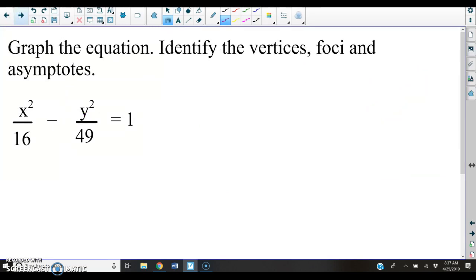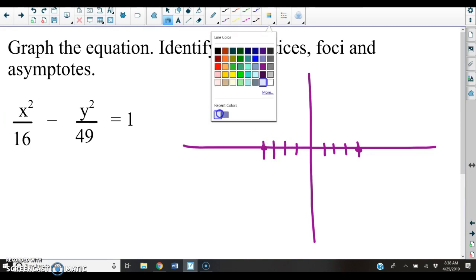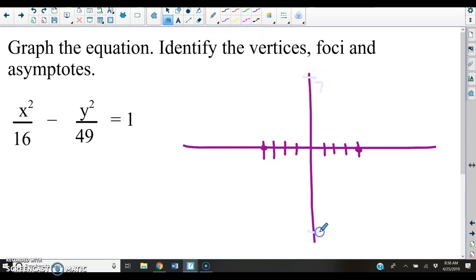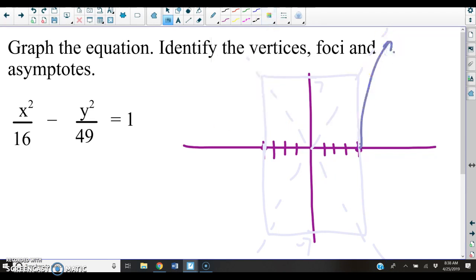Okay, here we go. I think we've done a few of these. So it's x squared over 16, so I'm going to go right and left 4. And there's my 49, so I'm going to go up and down 7. I'm just going to put it in so we don't take too much time. There will be my box, my rectangle. So here's my asymptotes. And this way. Okay, my x is positive. So here's my hyperbola branch, the other branch.